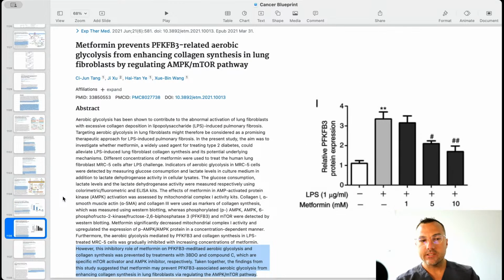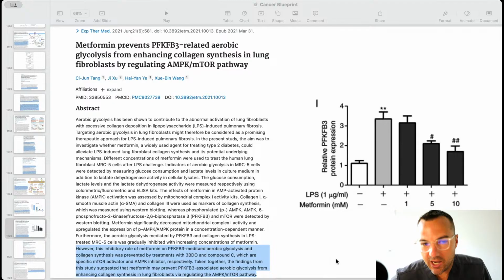Next paper. Let's get into some other things besides these research chemicals, the PFK15, the PFK158, the 3PO. What about repurposed medications for this target? Well, I found a couple. This paper was published in June of 2021. Metformin prevents PFKFB3 related aerobic glycolysis from enhancing collagen synthesis in lung fibroblasts by regulating the AMP kinase mTOR pathway.